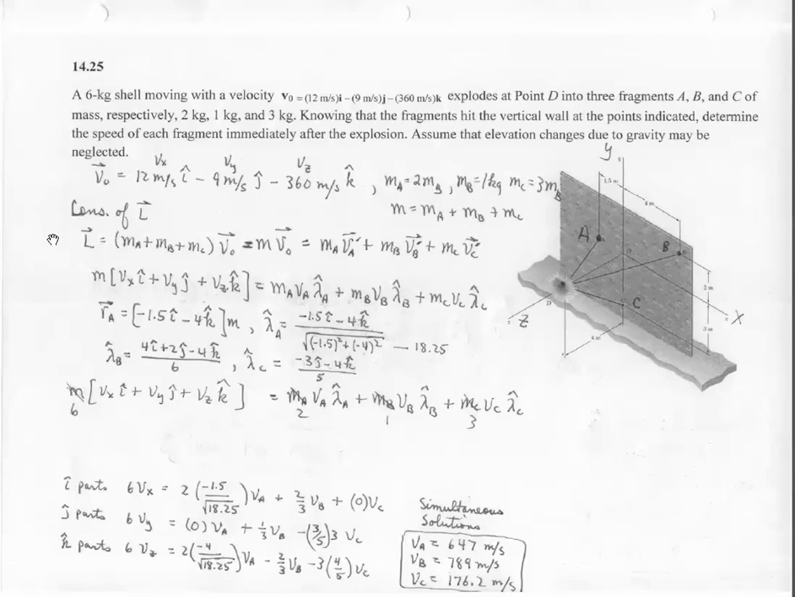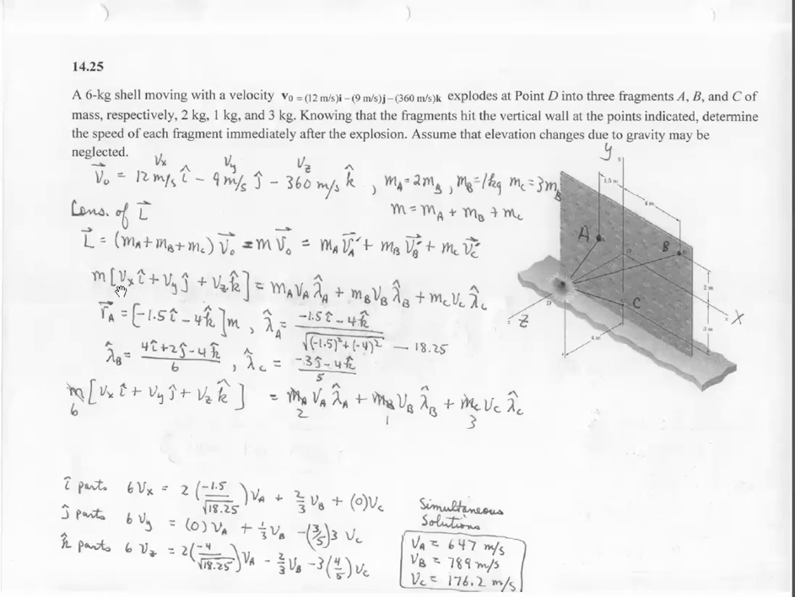Going to use conservation of linear momentum here. Linear momentum is going to be equal to the total mass times the velocity of the center of mass, which initially was V naught. So that's equal to M, the total mass, times V naught. And then that's got to be equal, after the explosion, to Ma Va prime plus Mb Vb prime plus Mc Vc prime.